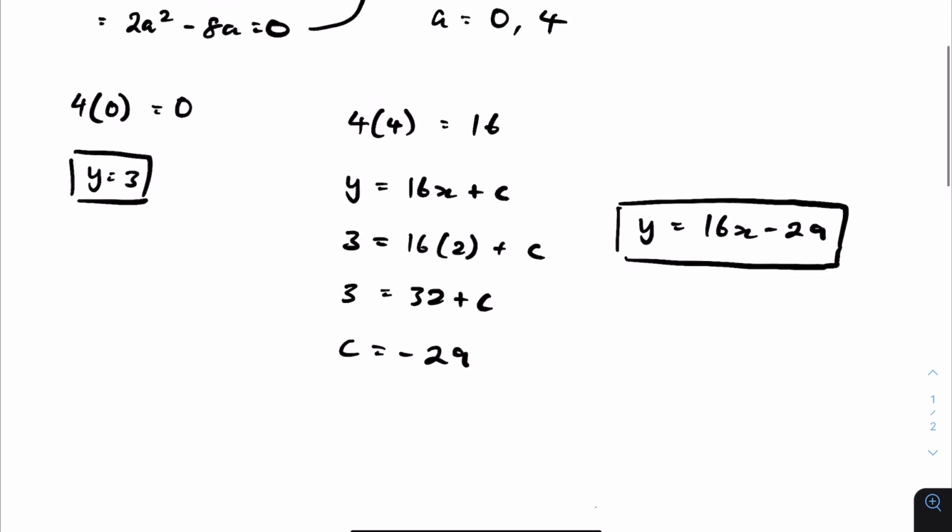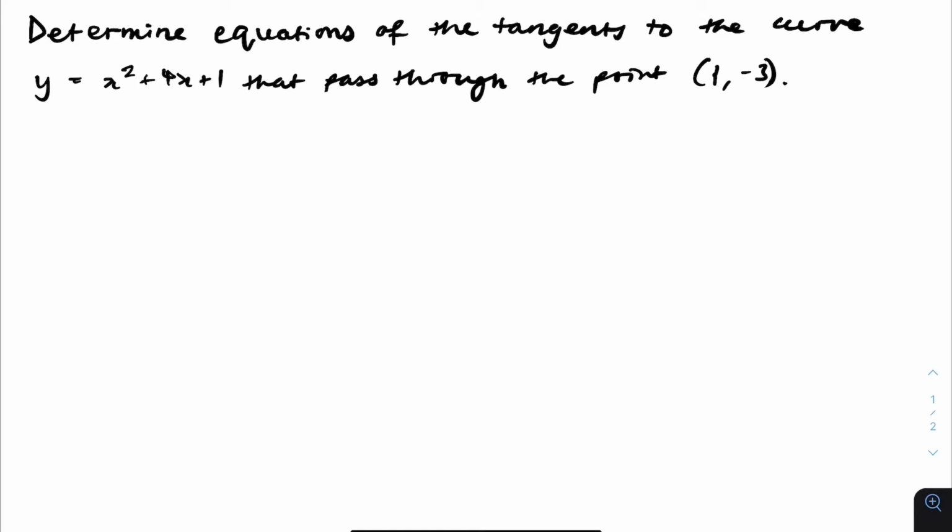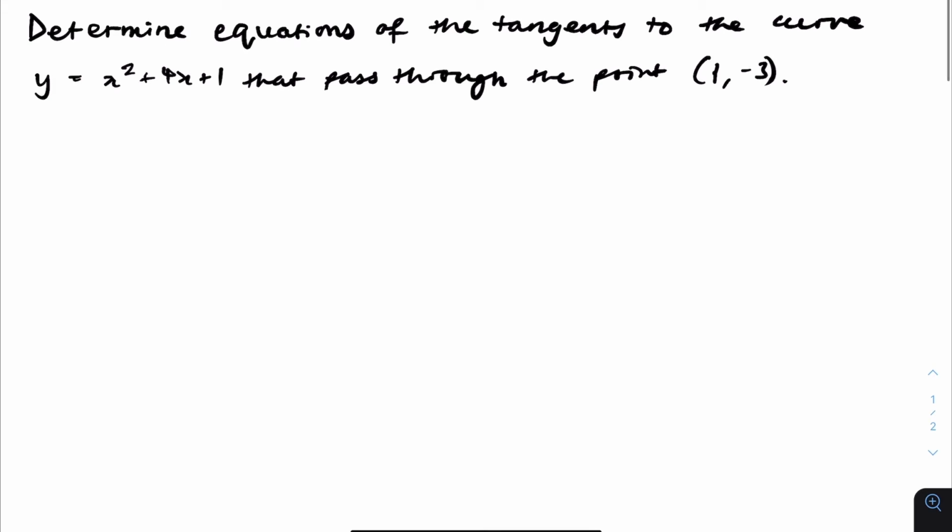So let's do one more example. All right, so here's the last problem we're going to attempt, the second problem we're going to attempt. So it says determine equations of the tangents to the curve y equals x squared plus 4x plus 1 that passes the point 1, negative 3. So the first thing we got to do is establish our two equations. So the first one is our differentiated equation. So dy over dx of this is 2x plus 4.